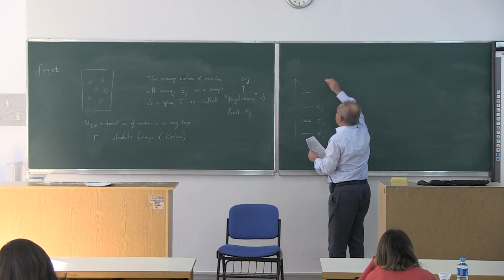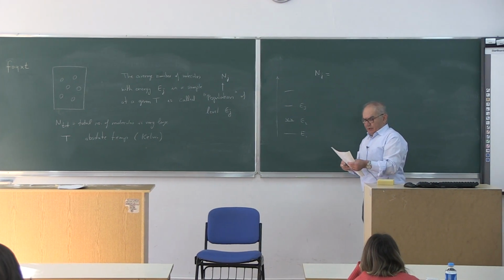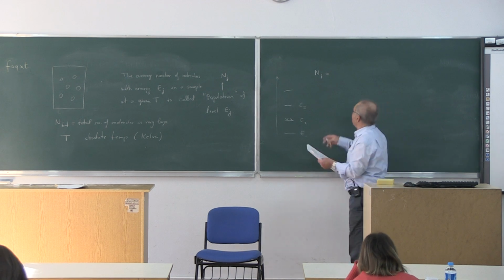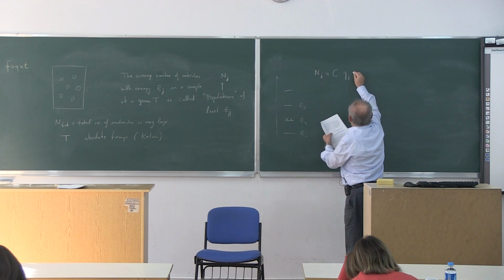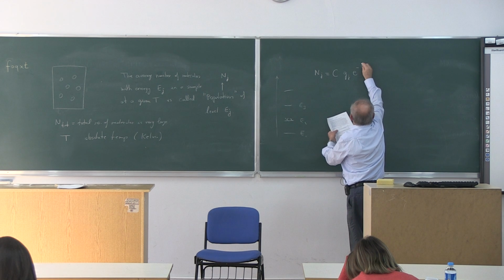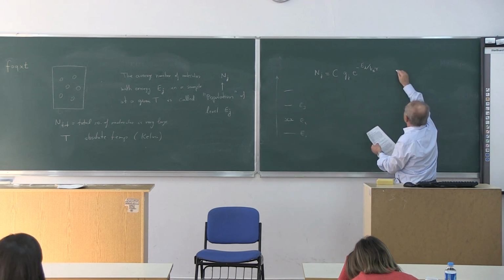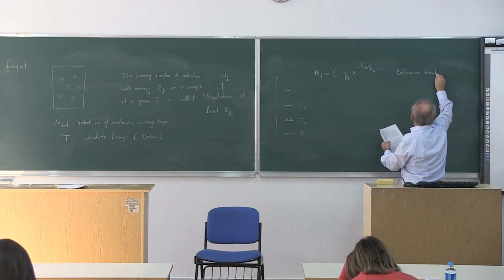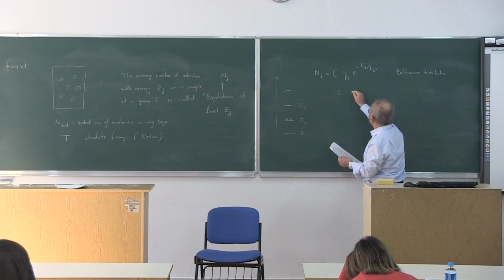Now, this average number of molecules, or population of energy level in a sample, which is at the absolute temperature T, is given by the Boltzmann distribution, which is a constant times the degeneracy of the level times e to the minus E_j over kT. This is called the Boltzmann distribution. C is a constant. Let us say proportionality constant.